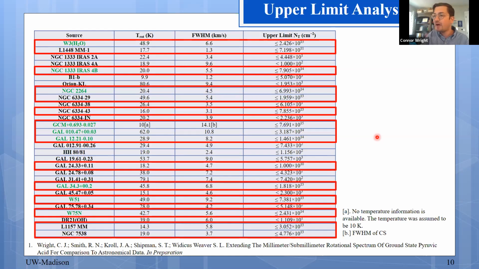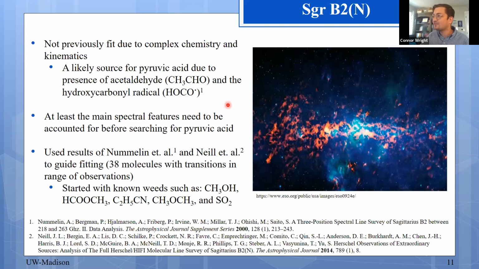About 9 of these sources, which I've highlighted in green here, appeared to have coincident line matches. However, all of these line matches were either heavily blended with previously fit transitions from known molecules in the sources, or they were at the noise limit for every source. So unfortunately, even with these reasonable column density upper limits, no definitive detections in any of these 29 sources could be claimed. So we moved on to our last hope, since Sagittarius B2N was not fit previously in the survey.